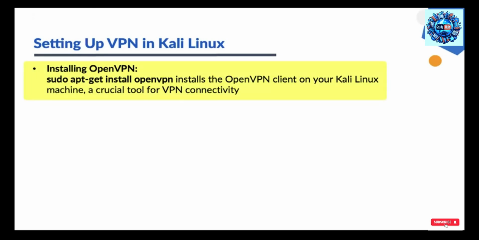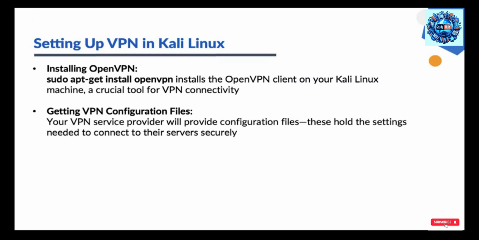Now let's set up. To install OpenVPN, we can run the following command: sudo apt-get install openvpn, and install the OpenVPN client on our Kali machine, a crucial tool for VPN connectivity. As soon as we download this, we also need to get the config files to connect to the VPN service provider. These files can be downloaded from the provider's website, and they hold the settings needed to connect to their servers securely.